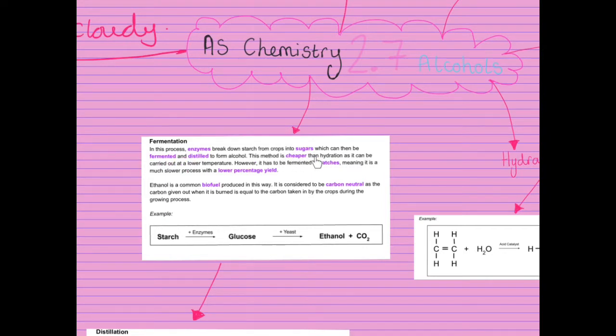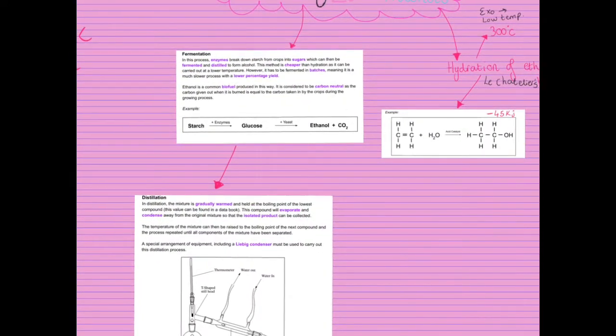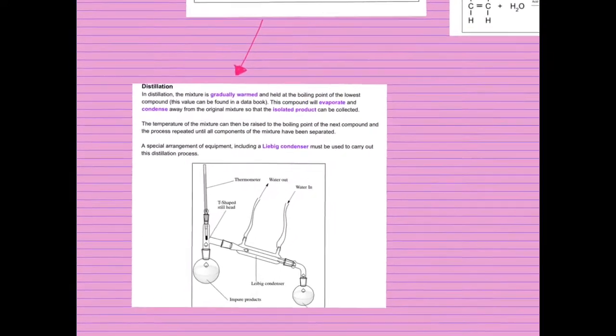This method is cheaper than hydration, which is the other method, and can be carried out at low temperature. However, it is fermented in batches, meaning it's slow and there's a low yield. Okay, ethanol is a common biofuel produced in this way. It's considered carbon neutral because you make these from plants, so plants take in carbon dioxide, and then obviously when you burn it, you release carbon dioxide, but it equates to an equal amount of carbon dioxide.